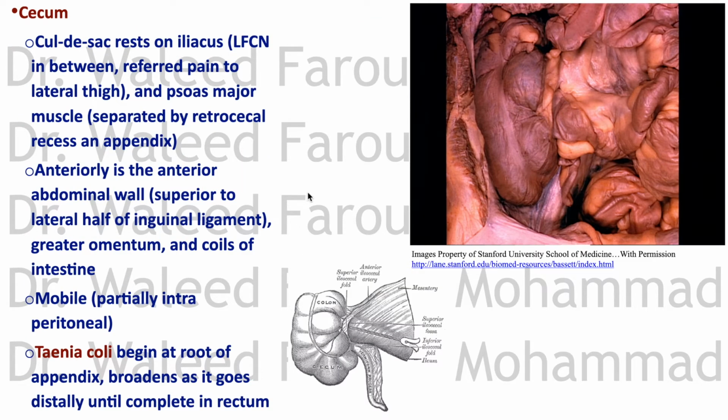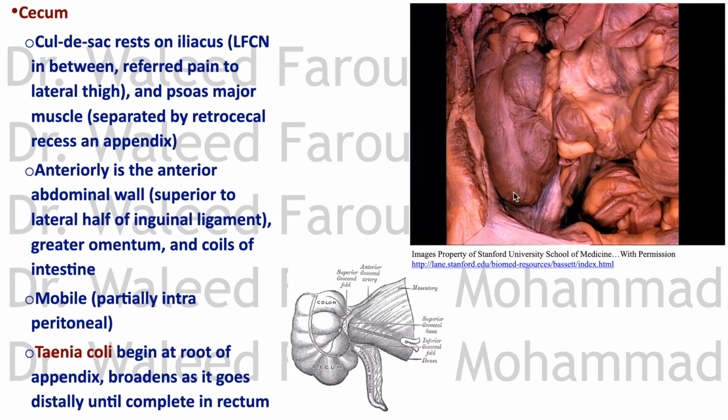So let's study the different parts of the colon. We'll start with the cecum. This is the cecum. Cecum means a cul-de-sac. A cul-de-sac marks the beginning of the ascending colon. It rests on the iliacus, with the lateral femoral cutaneous nerve and ilioinguinal nerve separating it from the iliacus muscle.